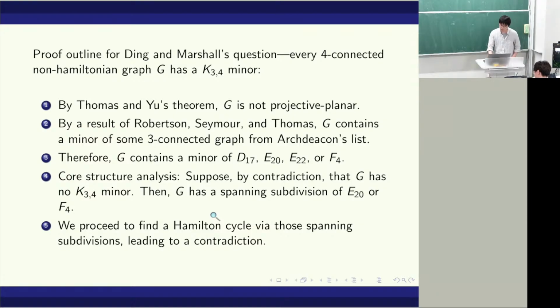We only need to apply that G is 4-connected, and G has one of these 4 graphs as a minor, then we can show that actually we will have this. Now, of course, we need to use the condition that G has no K34 minor. Then after obtaining this spanning subdivision, we can find a Hamilton cycle, and this is our final contradiction. So in the following, I will talk more about this structure analysis.